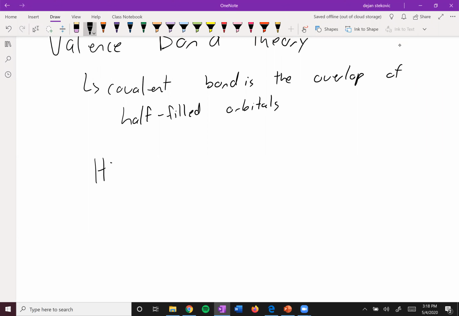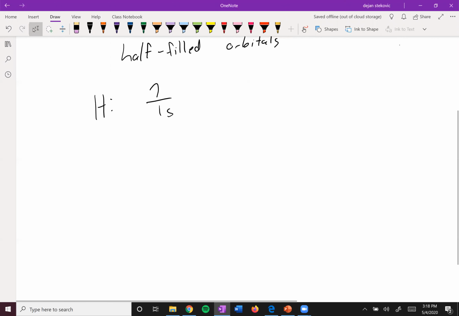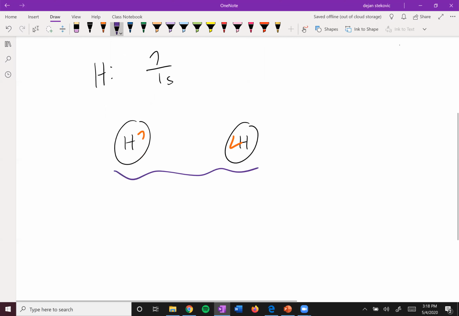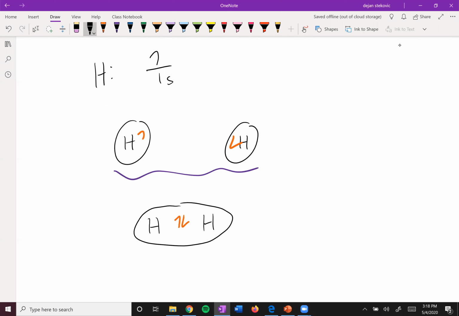If you look at hydrogen, it works pretty well for hydrogen. So you have 1 electron in the 1s system, and you have a hydrogen here in its 1s system, and then one has an electron, and the other one also has an electron, and then they're going to combine together to form a bond. In this bond, each hydrogen donates 1 electron in this overlap of their orbitals.